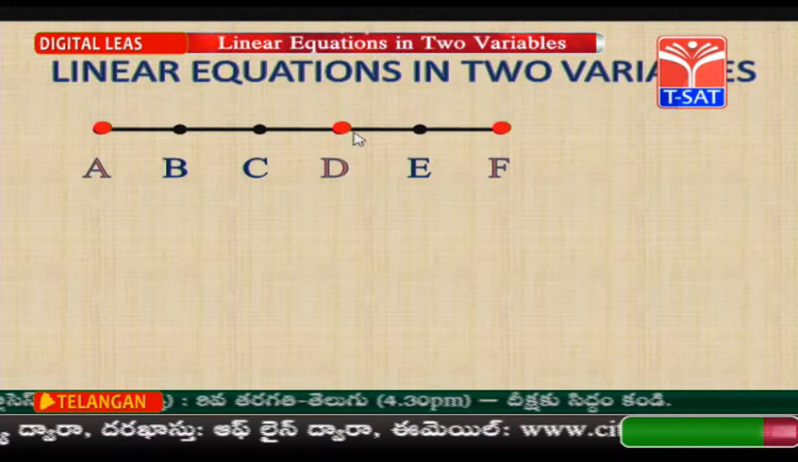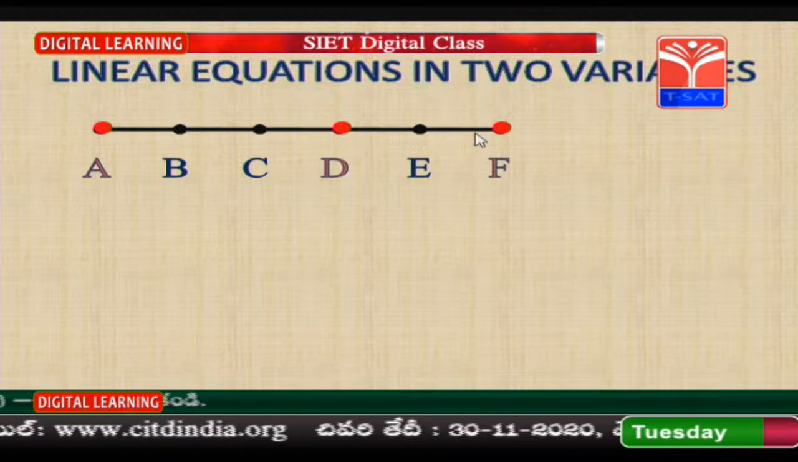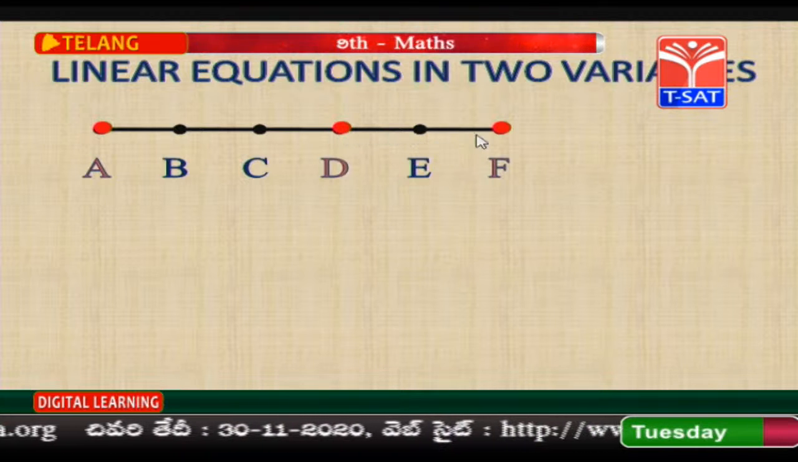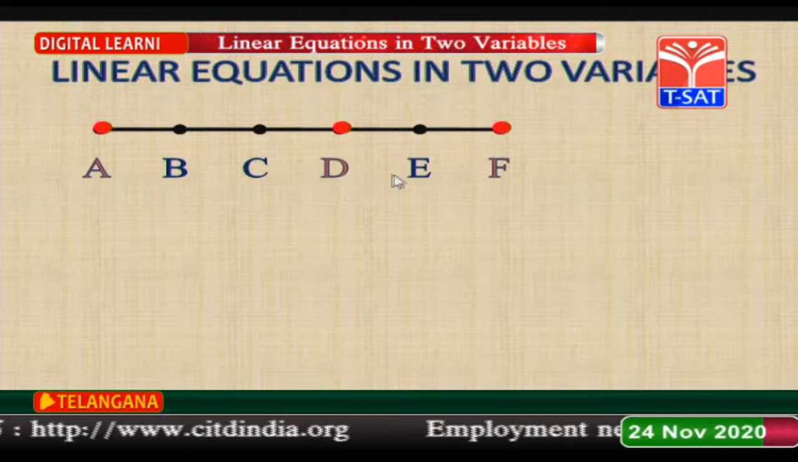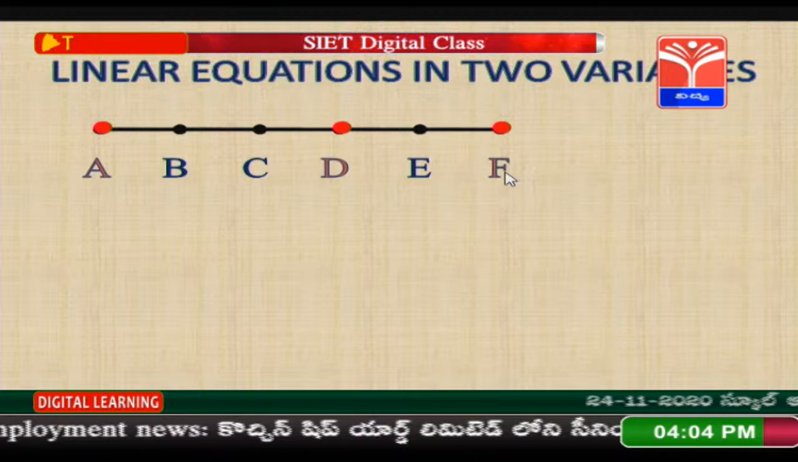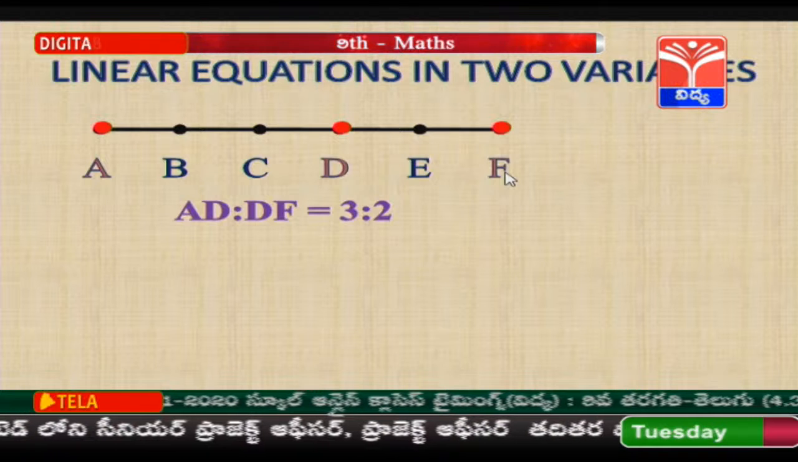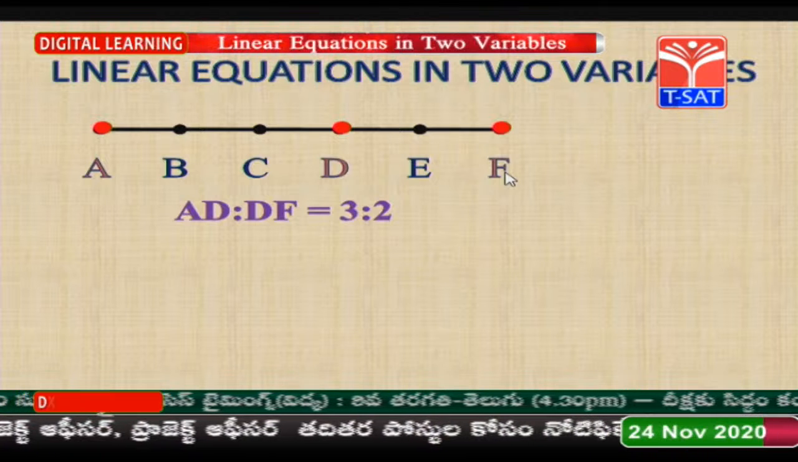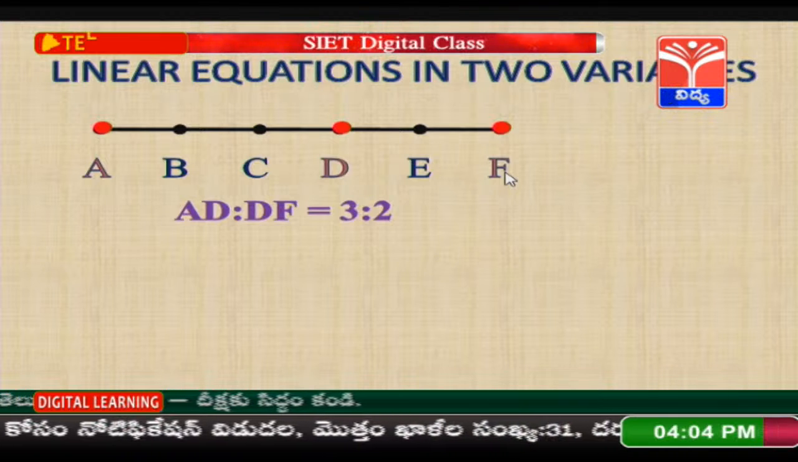What about the points from D to E? There is only one point. That means, how many parts are here? 1, 2. That means, from A to D there are 3 parts and from D to F there are 2 parts. If I want to show you in the form of a ratio, I will be able to say AD is to DF is equal to 3 is to 2. That means, 3 parts is to 2 parts.